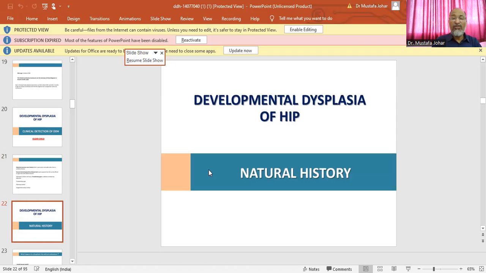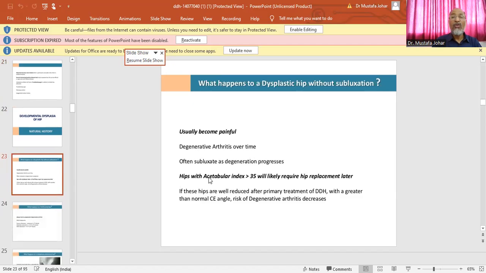Then, what is the natural history? What are the stages through which it goes? So usually the child becomes symptomatic because of the painful hip, and the degenerative arthritis develops over time, and often the subluxation or the degeneration progresses. A hip with the acetabular index which is more than 35 degrees will likely require a replacement later on when the child has achieved adulthood.